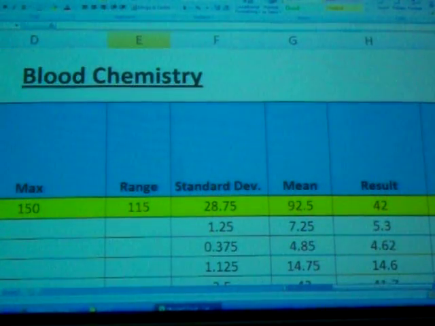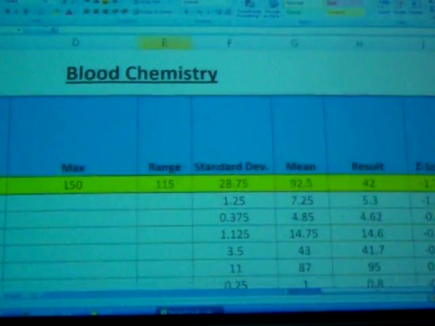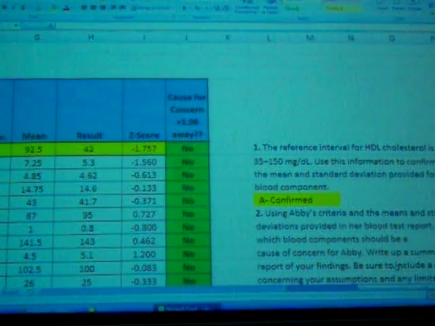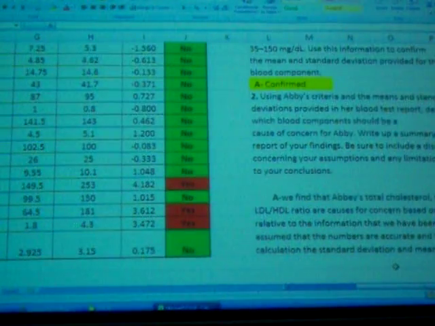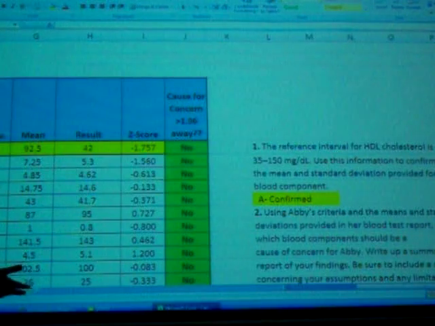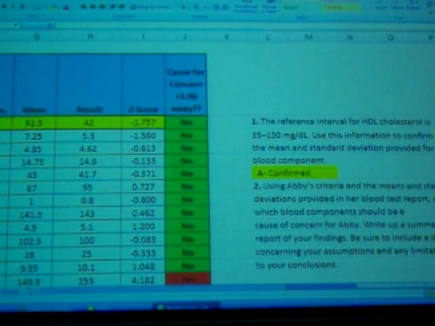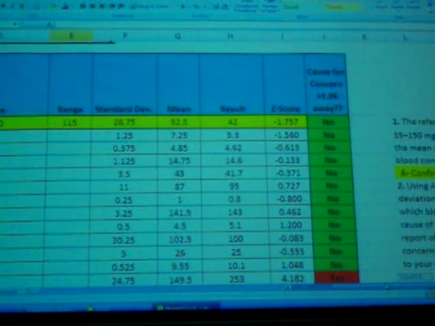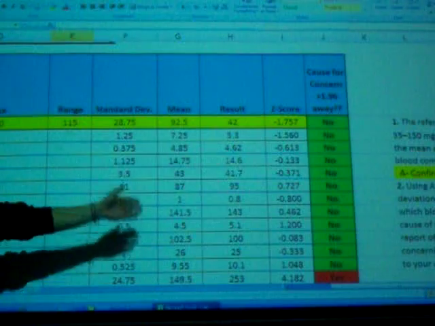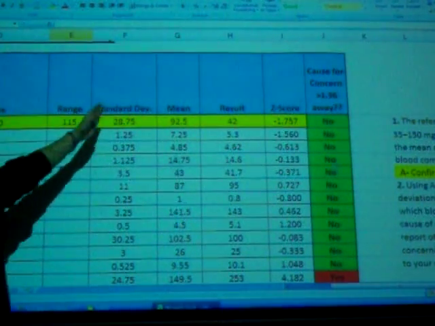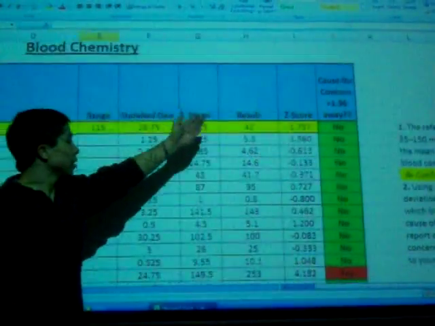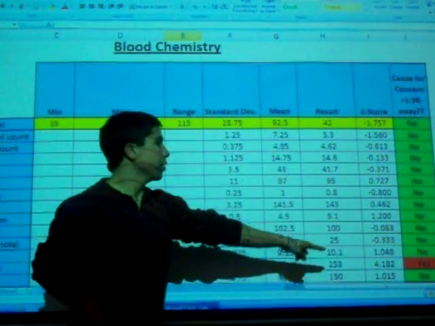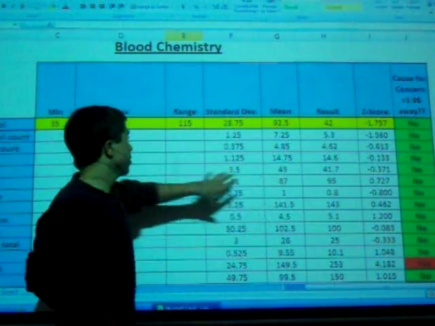For the second part of our project, we had to deal with blood chemistry, which was taken from a woman named Abby. She's trying to find out if she has any cause for concern with her blood work. So what she did is she found a bunch of other people's results and got their standard deviations and their means. These are the ones that she found, and these are her results. And this is the z-score for each one of her results based on the rest of these.